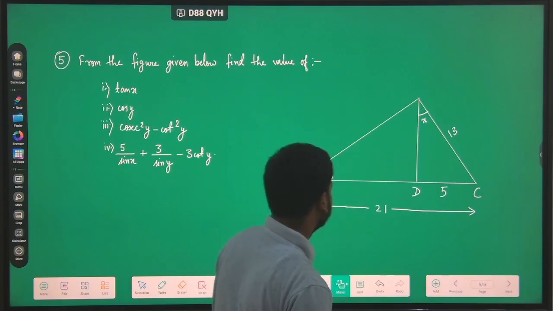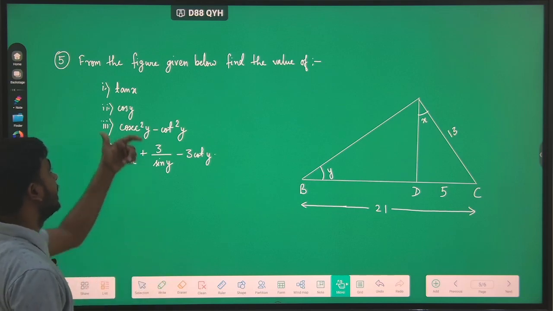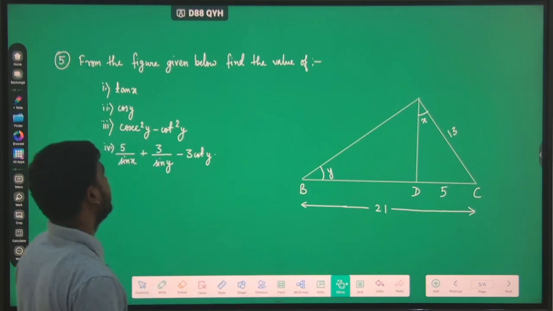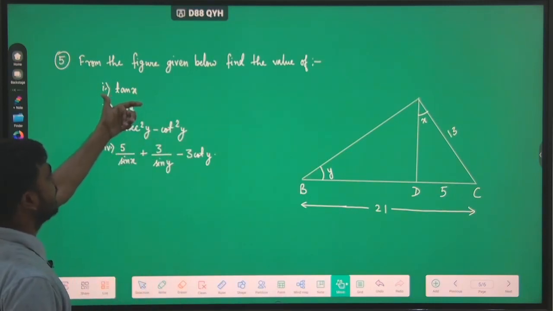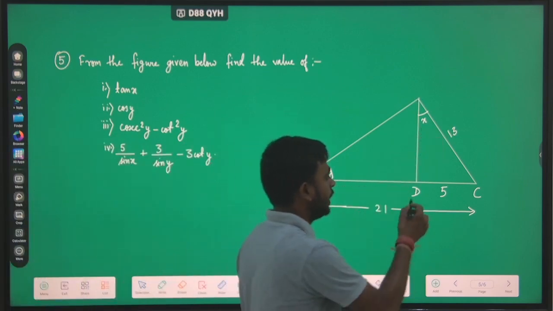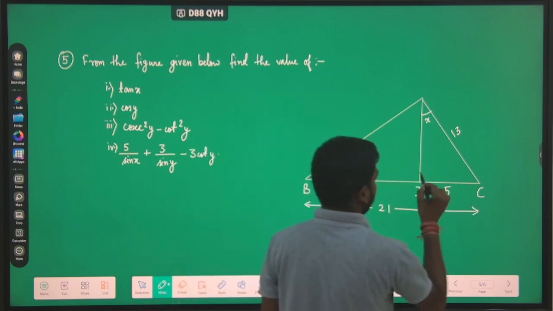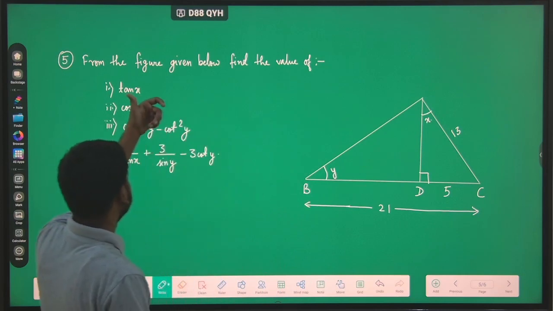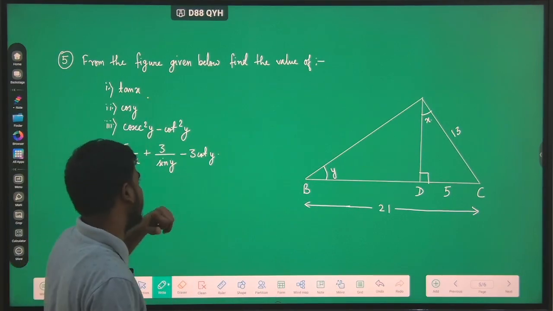Now moving towards our next question. We are given a figure, and we have to find the value of tangent of angle x. So here it is our x. We know that this angle x is an acute angle. So for this x, the tangent of angle x is what we have to find out.